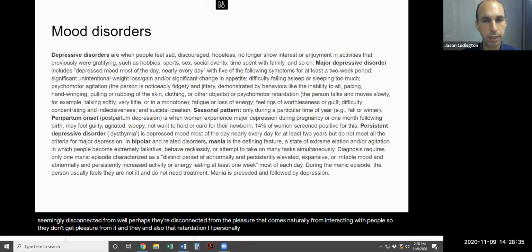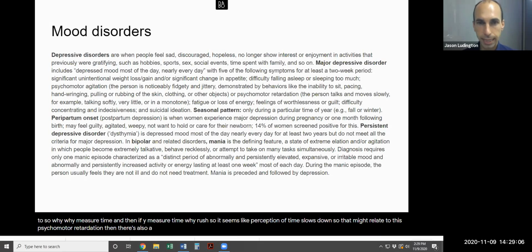I personally have experienced this a bit when I've been depressed, where everything seems to go slower, myself included. It's like, well, the passing of time really doesn't matter because there's nothing to look forward to. So why measure time? Why rush? So it seems like perception of time slows down. So that might relate to this psychomotor retardation.